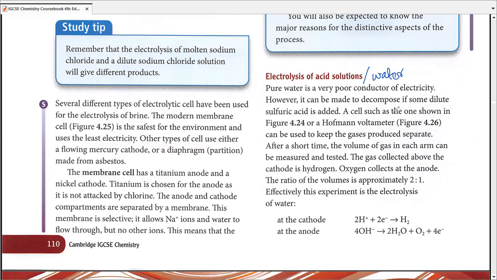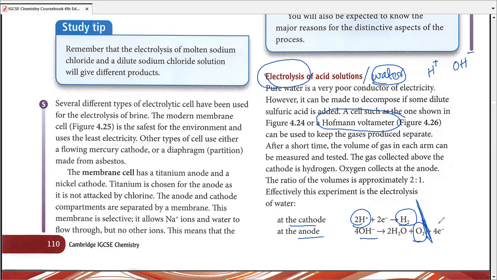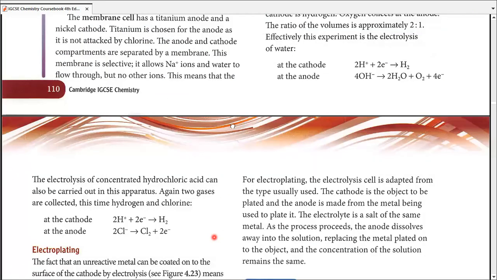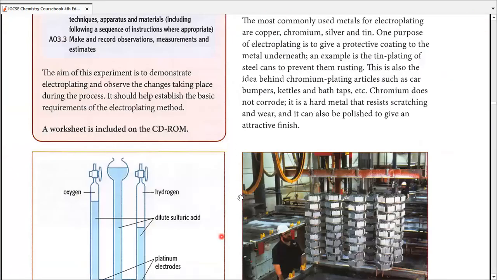Now, the instrument that we use over here is known as Hoffman's voltameter. Since we're decomposing water, and water is made up of H positive and OH negative ions, you get those H positive ions at the cathode and they form hydrogen. You get those OH negative ions at the anode and they form oxygen. Pretty much understandable. Water is made up of hydrogen and oxygen. And when we break down water with the help of electricity, electrolysis of water, it gives away hydrogen and oxygen again.